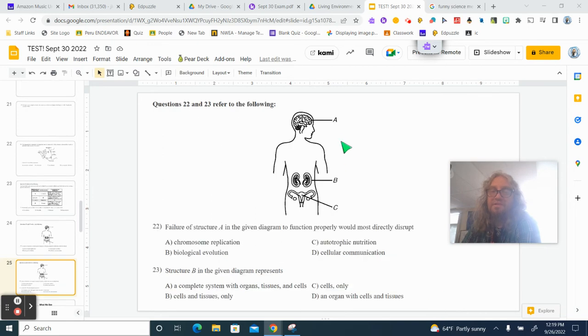Question 23, the same picture, A, B, C. Structure B in a diagram represents A, a complete system with organs, tissues, and cells. B, cells and tissues only. C, cells only. Or D, an organ with cells and tissues.